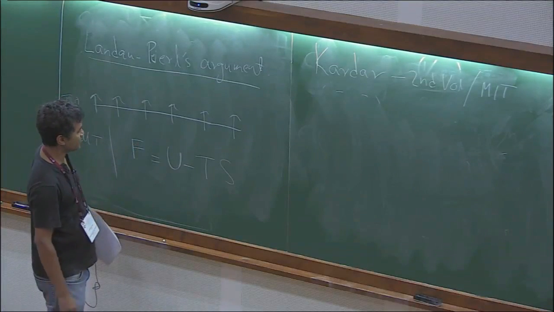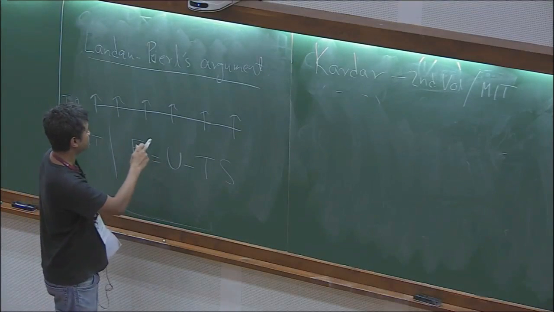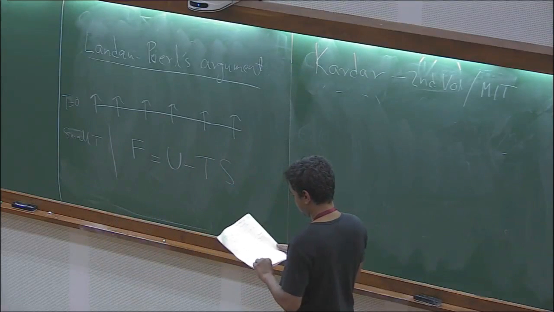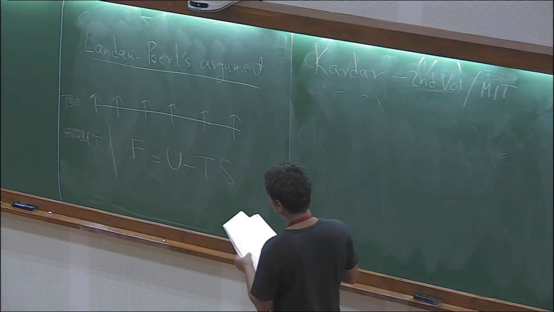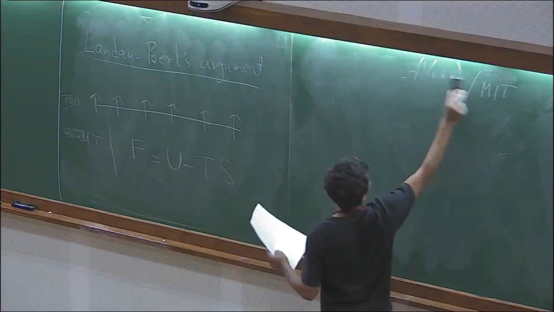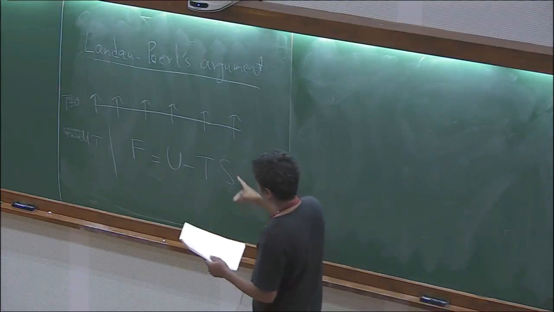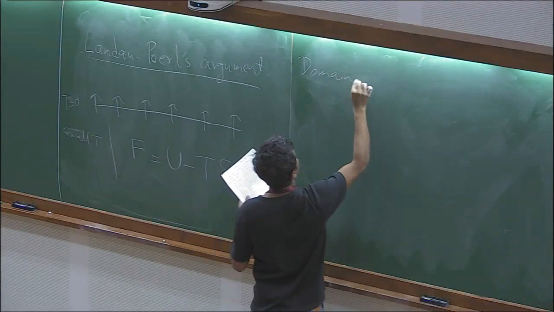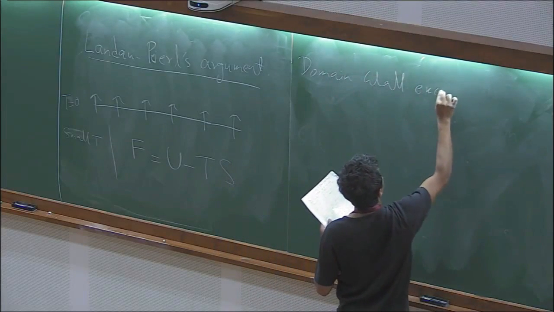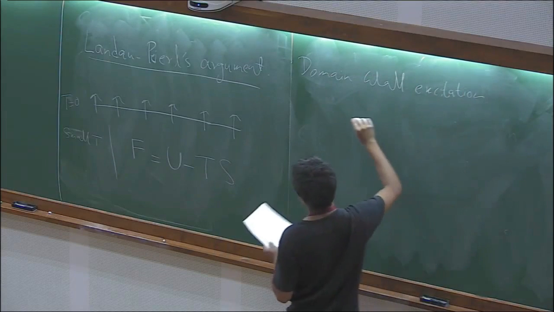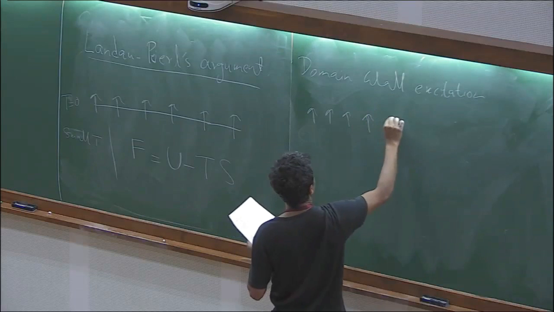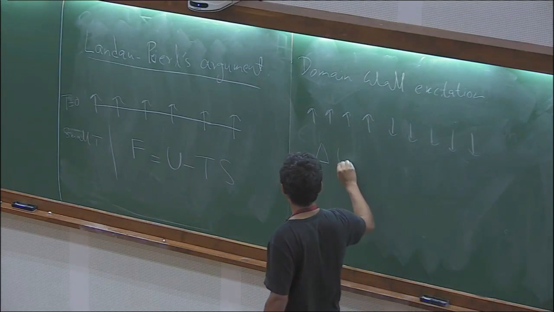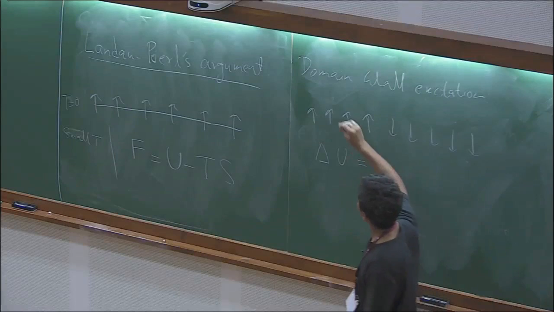So basically in the Ising model, what you can easily see is what is called a domain wall excitation, which is basically a configuration like this. Up, down. How much energy does this configuration cost? My Hamiltonian is this. H.